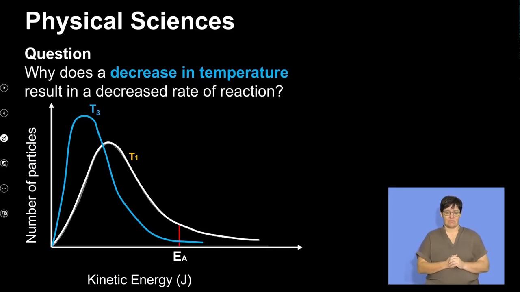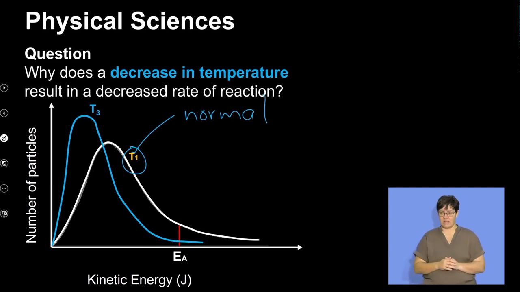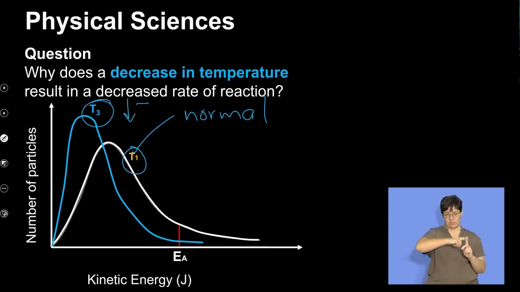When I look at the next question, a decrease in temperature results in a decreased reaction rate. Why does this happen? Firstly, we need to see that T1 is now showing our normal curve, and T3 is showing our curve at a lower temperature.